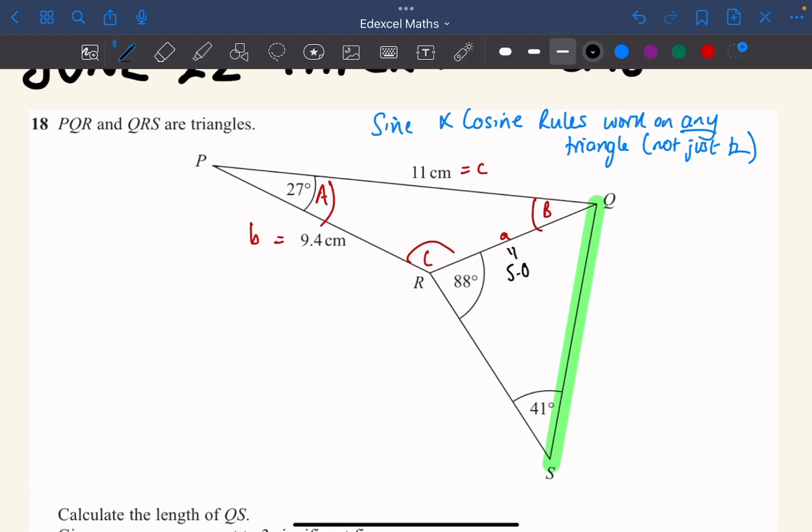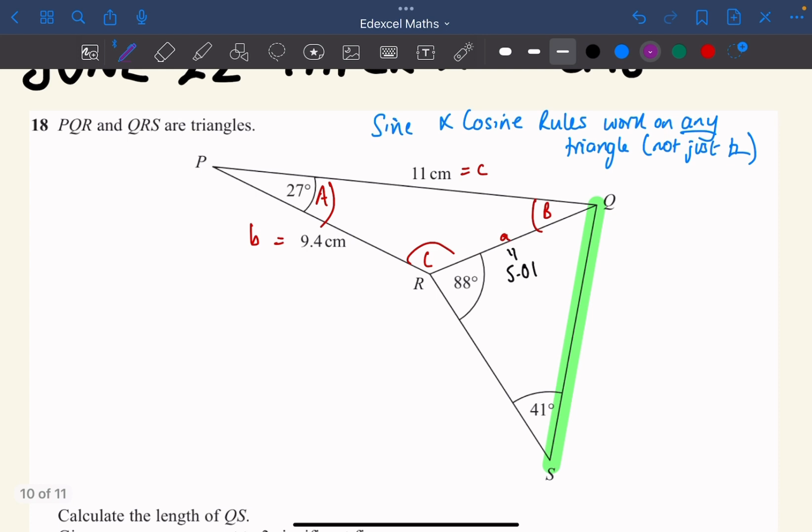It's 5.01, let's say. Alright, now we want to find this side. Question is, how do we find it? Well, now we have an angle. So you have an angle, you got a side, you got an angle, and you have an unknown side. Now you can use the sine rule.